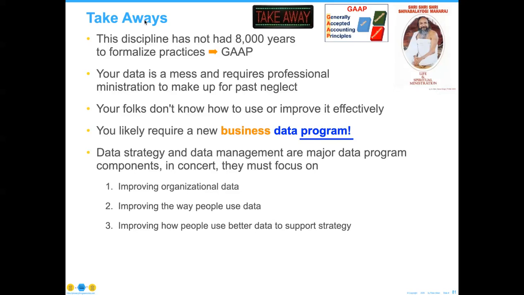So again, the components here are, we've got to have good data. We've got to have good people to use that data. We've got to have people that understand how to use that data. If they don't understand how to use that data, they can't be helpful to us. And only when we have good data and good data literacy of our people, our knowledge workers in our organizations, can we improve how people use data better in support of strategy.